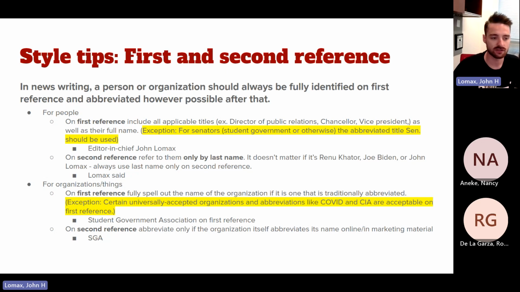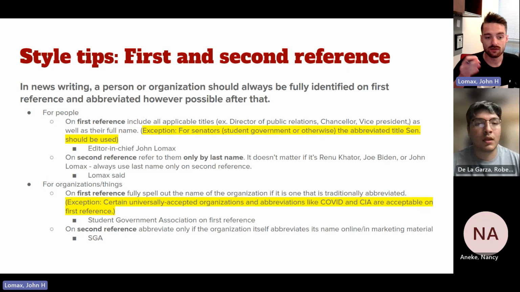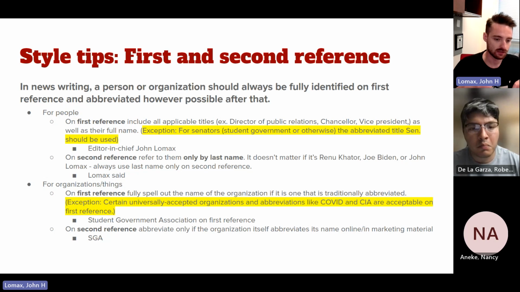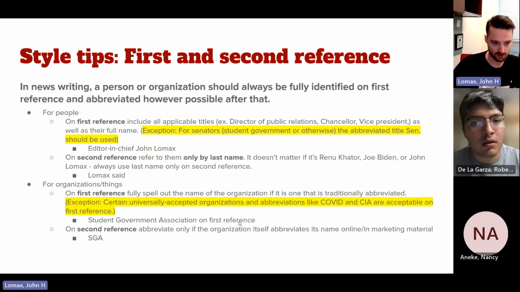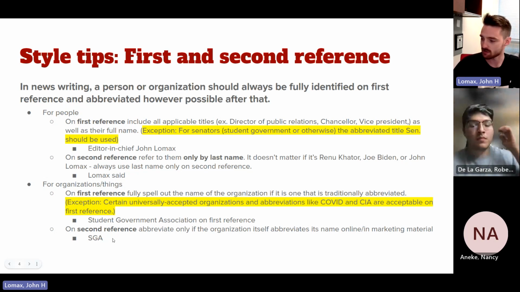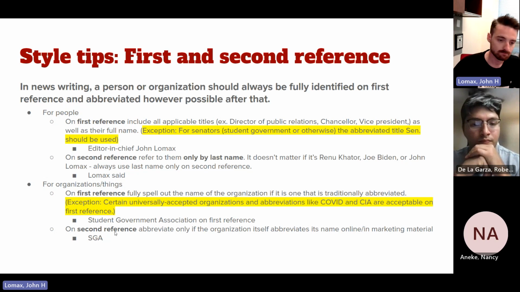Something I wanted to jump back to, actually, on first reference, there is a slight exception, and this applies especially if you're going to be covering something like SGA. If somebody's a senator, you just do Sen., period, so-and-so, and that's on first reference, but that's kind of niche as well. And then obviously with organizations, after you've introduced them, like Student Government Association on your first reference, on the second reference you'll circle back and just say SGA.